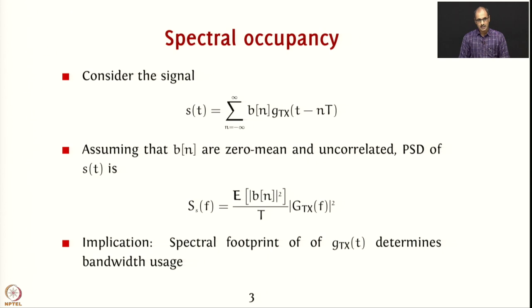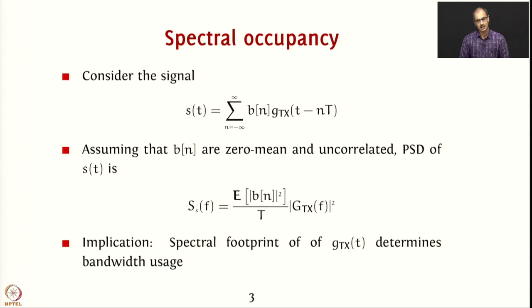Spectral occupancy is something which is of importance. As we have discussed earlier, it is important for you to restrict the signal to be within a frequency range that is allotted to you, especially if you are being provided this on a license or under any other constraint imposed by the system. So let us look at our standard digital communication waveform.